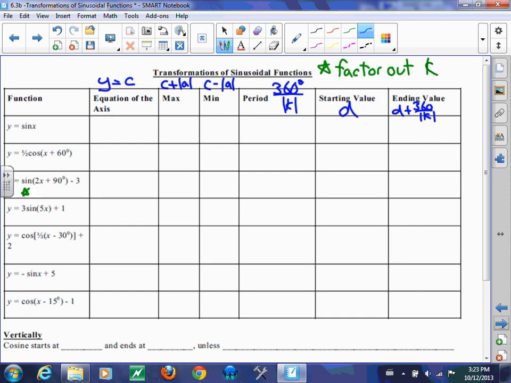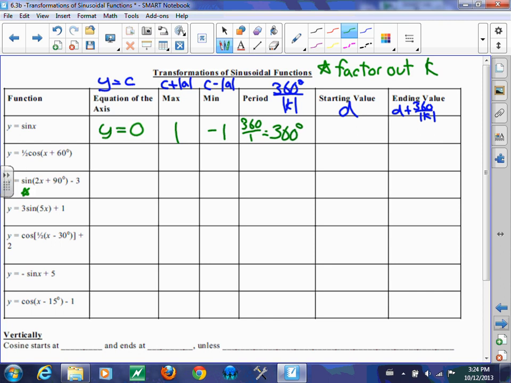All right, let's start off with something easy. Let's start off with a parent function, y equals sine x. For y equals sine x, you notice there's no plus 3 or minus 5 after it, so that means c equals 0, so y equals 0. Your max and min, again, it's going to be an amplitude of 1, so it's going to be plus 1 for your max, minus 1 for your min. For sine x, we notice that k equals 1, so 360 degrees divided by 1 equals 360 degrees, and that is your parent function's period.